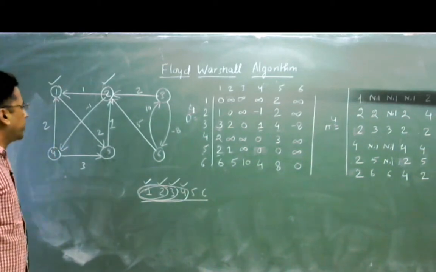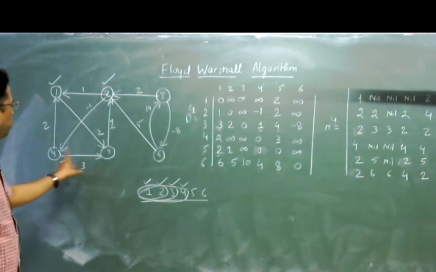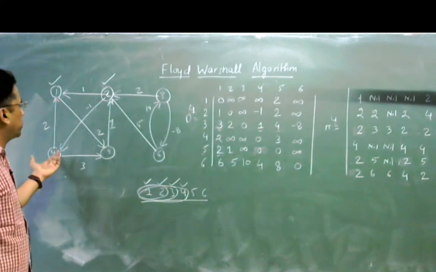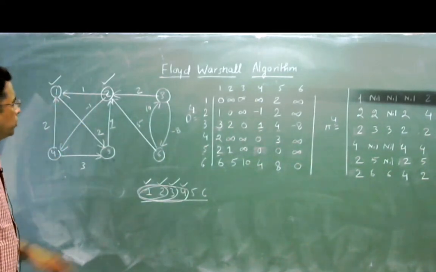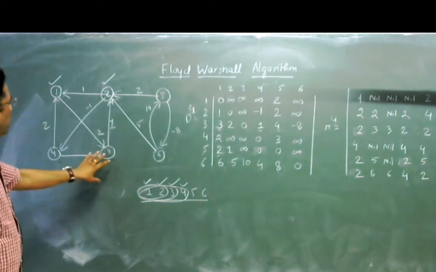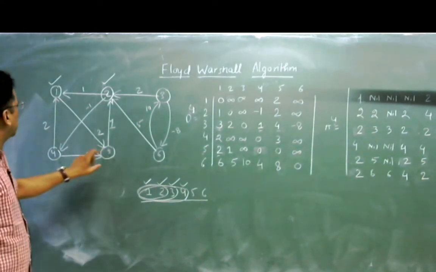Okay, no other advantage. So node number 4 will not take the advantage, because it has already taken the advantage of 1 and 2 and 4. So no other node will take the advantage of this node.